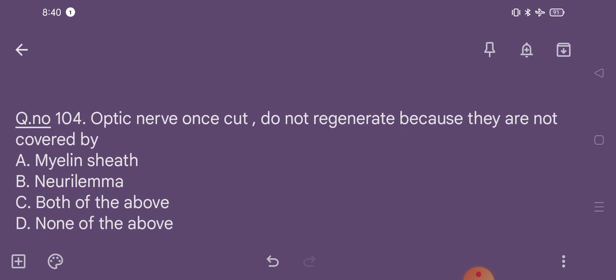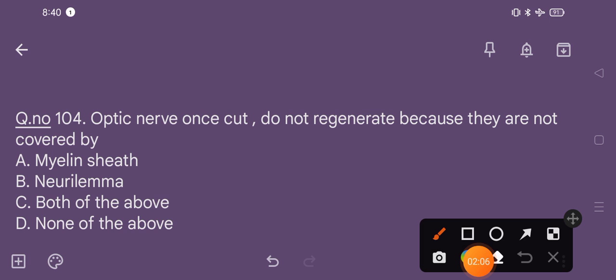Question number 104. Optic nerve once cut does not regenerate because it is not covered by: option A, myelin sheath; option B, neurilemma; option C, both of the above; option D, none of the above. The correct option is option B, that is neurilemma.